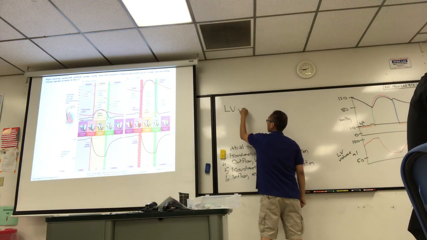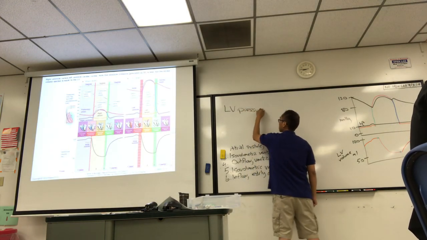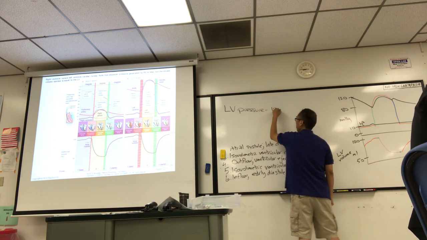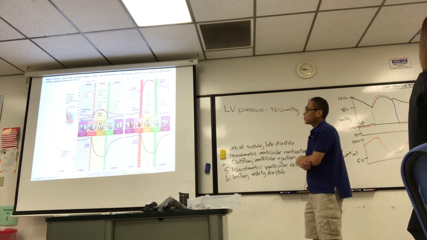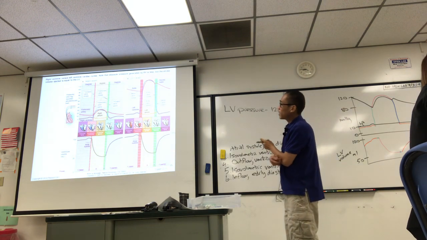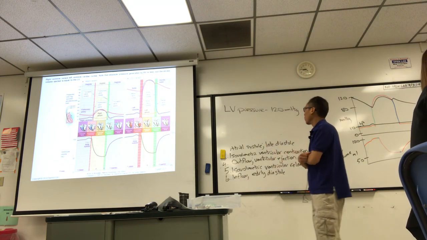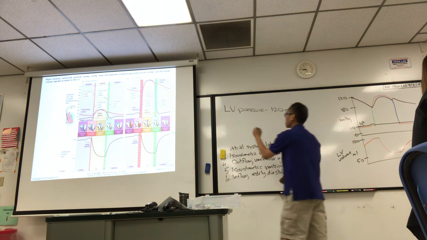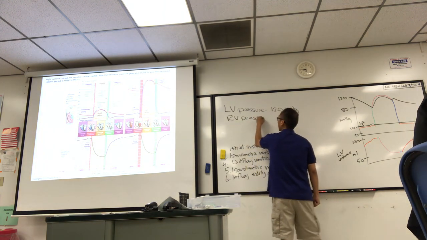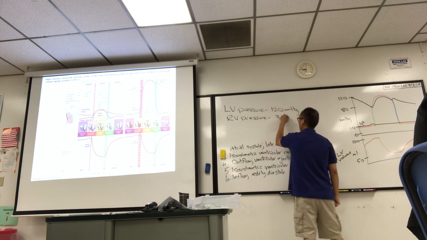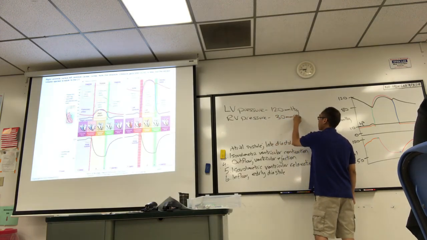LV pressure. The peak pressure, if you read the graph, is about 120 millimeters of mercury. That's about the textbook average. Here I think it says 110. Yeah, that's about 110, 120, 130. The RV pressure only generates maybe a peak pressure of about 30 millimeters of mercury.